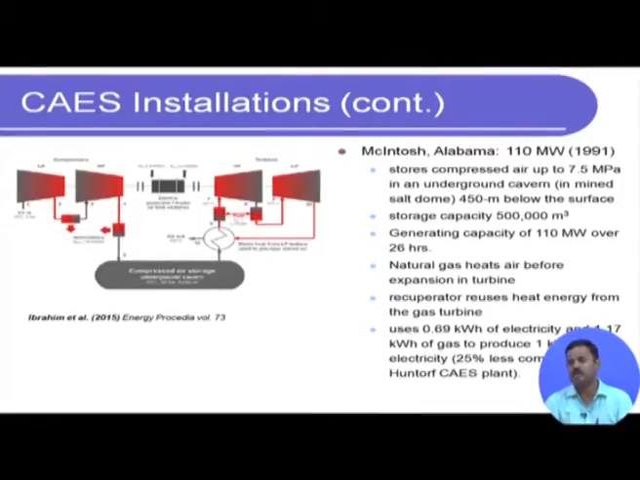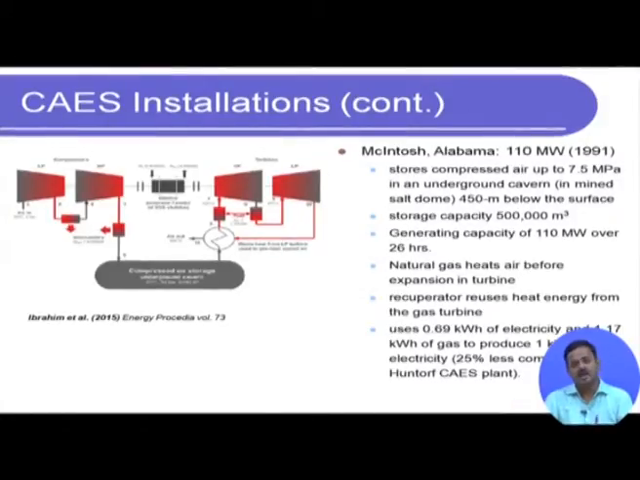Compare that to 300,000. So, it is almost 67% larger than Huntorf. Generating capacity is 110 megawatts compared to 290 megawatts. So, this is lower power compared to Huntorf, but it can generate this over 26 hours. So, 26 times 110 is the megawatt hours of energy that can be generated.